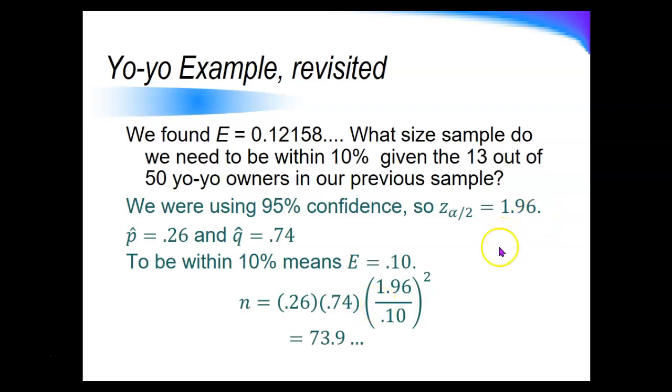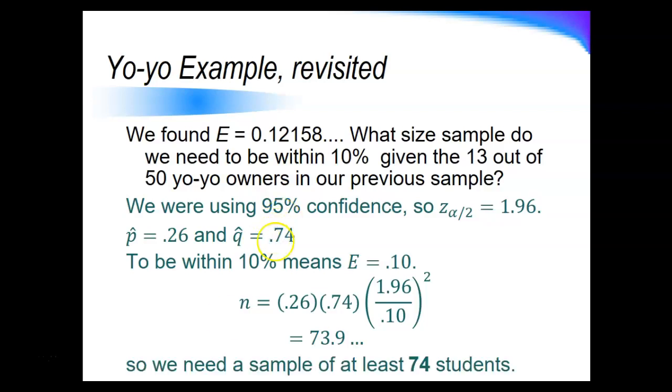So for our final answer, we have to have a whole number. We can't go out and survey 73.9 something students. We have to have a whole number of students. And we always round up to make sure we have enough. So rounded up to the next highest whole number, 74. We need to go out and get a sample of at least 74 students to ask them if they own a yo-yo.